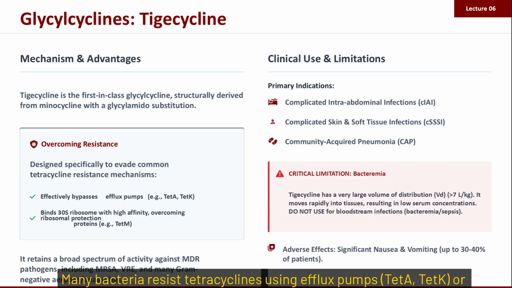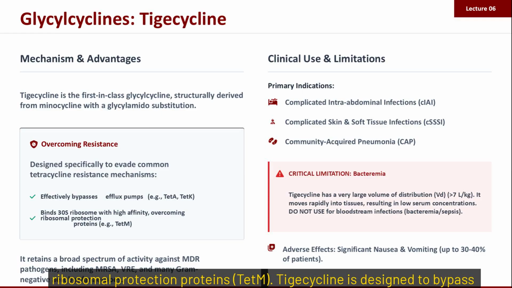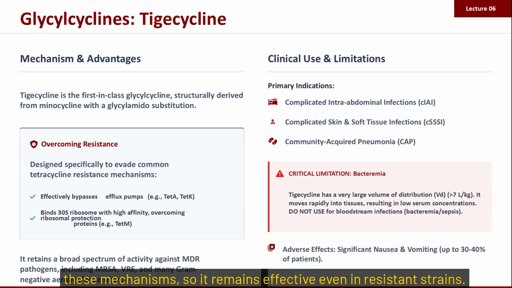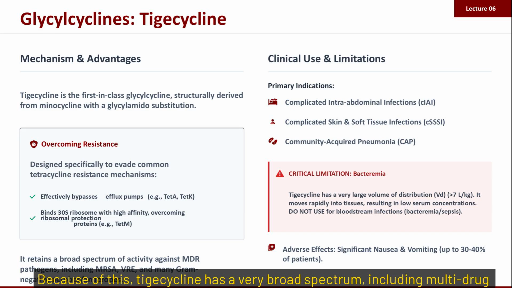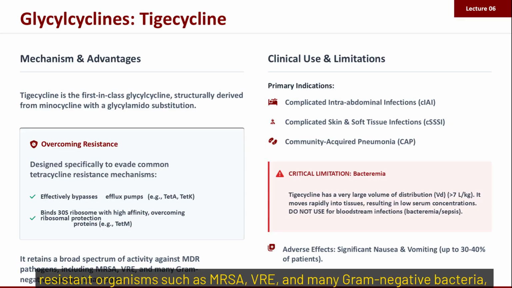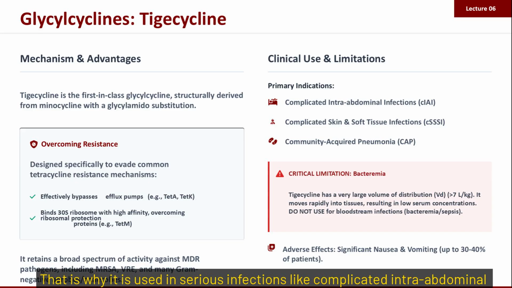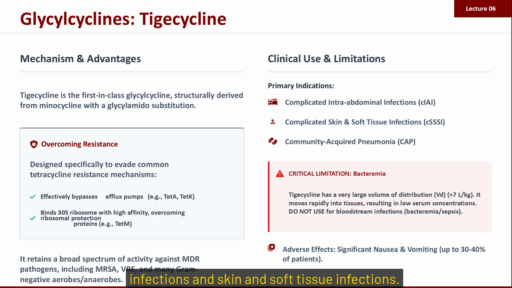Many bacteria resist tetracyclines using efflux pumps, TetA, TetK, or ribosomal protection proteins, TetM. Tigecycline is designed to bypass these mechanisms, so it remains effective even in resistant strains. Because of this, tigecycline has a very broad spectrum, including multi-drug-resistant organisms such as MRSA, VRE, and many gram-negative bacteria, including anaerobes. That is why it is used in serious infections like complicated intra-abdominal infections and skin and soft tissue infections. However, there is a very important limitation.